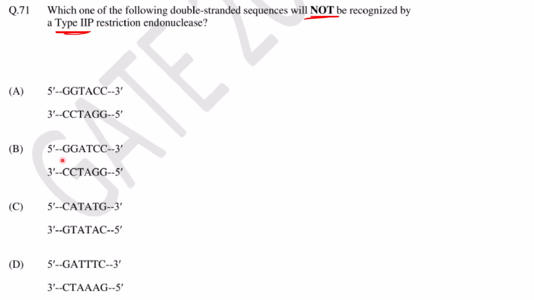Similarly, B also will be recognized. It is GGATCC, GGATCC. It will be recognized. CATATG, CATATG. So C also will be recognized. But if you see D, it is GATTTC, and in 5' 3' direction the complementary strand is GAAATC. It is not the same. So D will not be recognized by the type 2 restriction endonuclease.